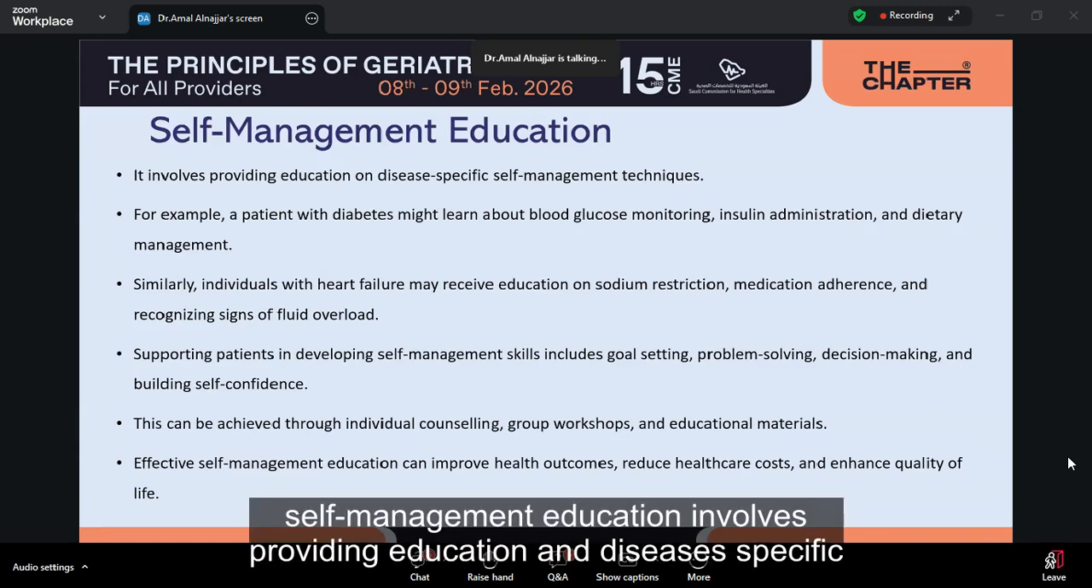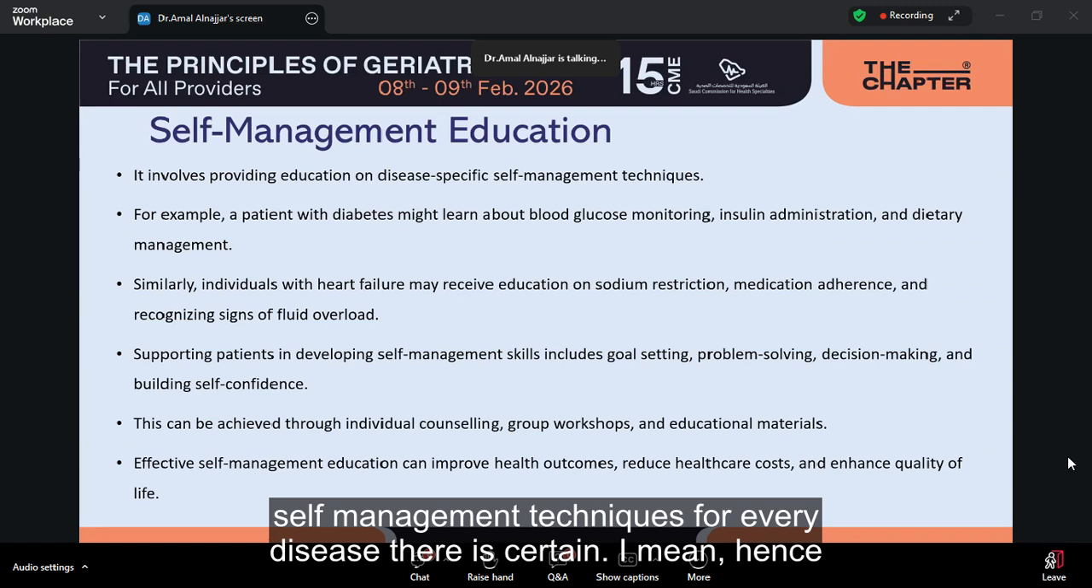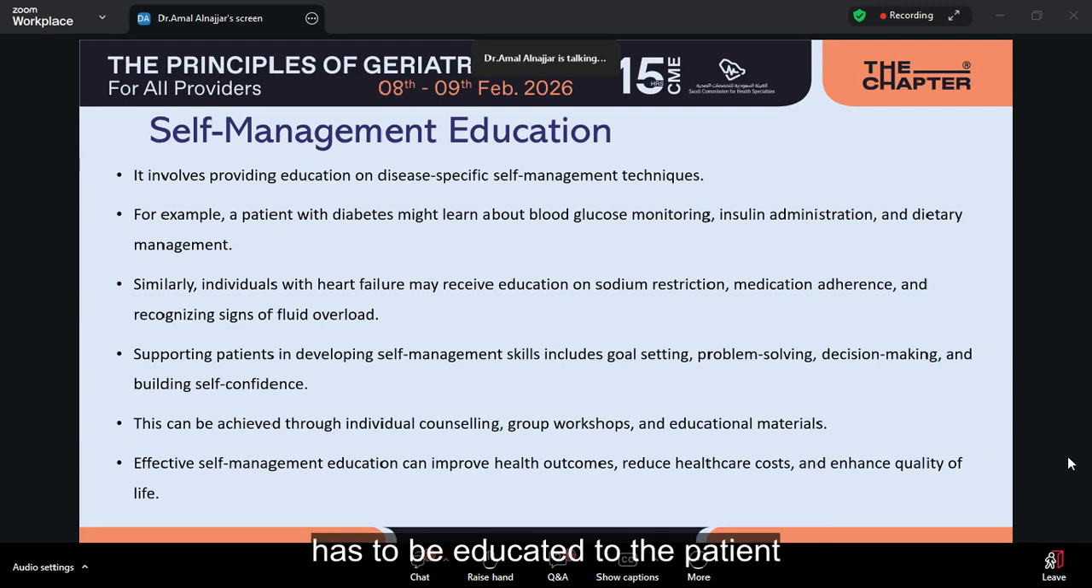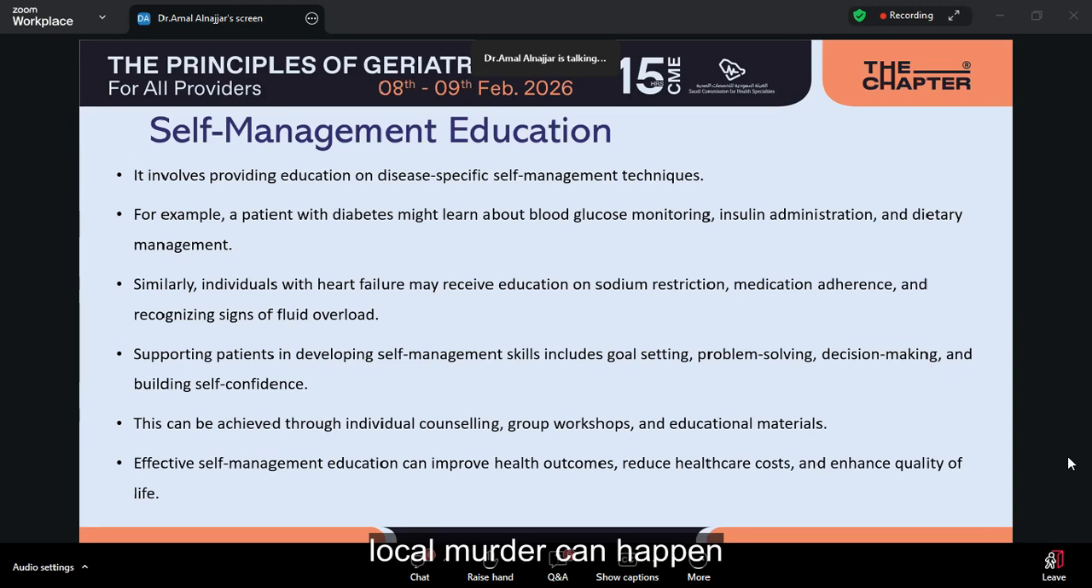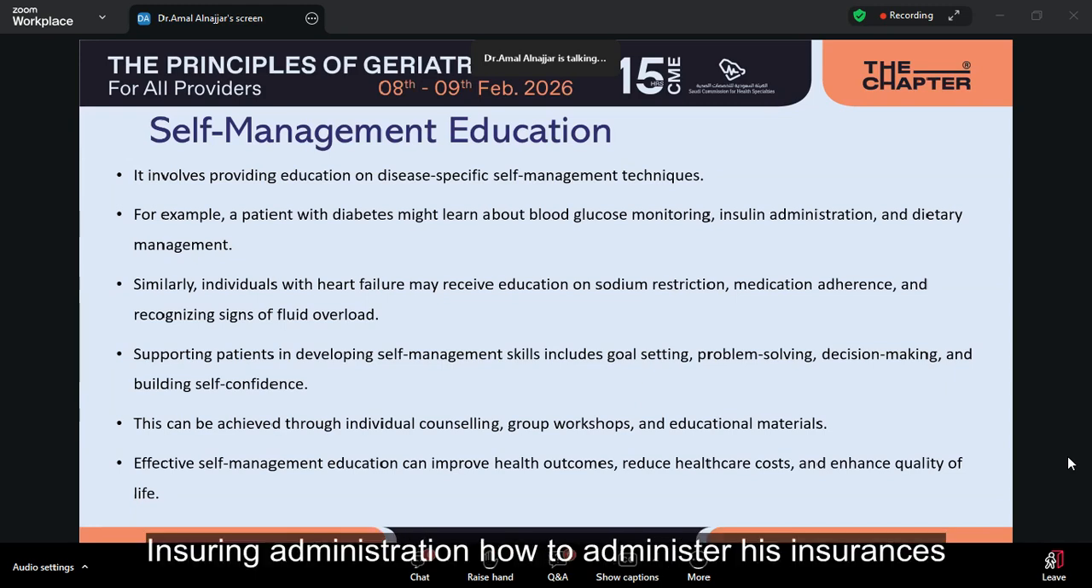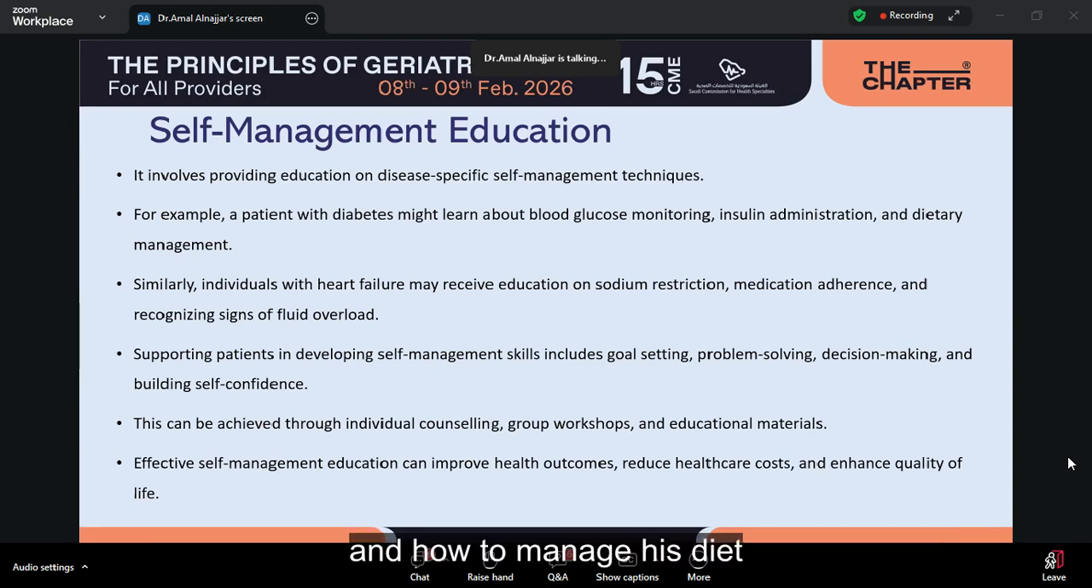Self-management education involves providing education in disease-specific self-management techniques. For every disease, there are certain hints that have to be educated to the patient. For example, a patient with diabetes might learn how blood glucose monitoring can happen, how he can do it, insulin administration, how to administer his insulin, and how to manage his diet.